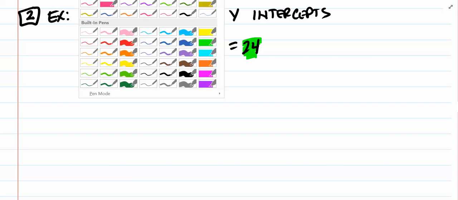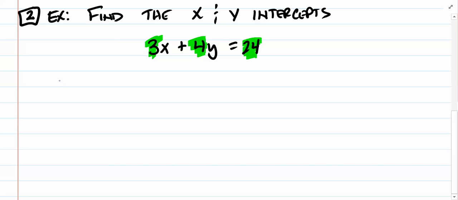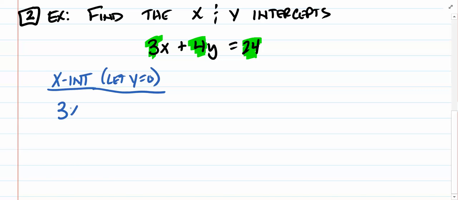How do you find an x-intercept? What do you normally do to find the x-intercept? You set y equal to 0, right? So to find the x-intercept, we let y be 0. So in this case, I would have 3x plus 4 times 0 is equal to 24. Why do we make the y 0 for the x-intercept? Why is that true?